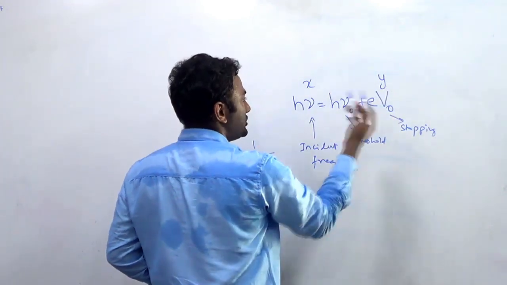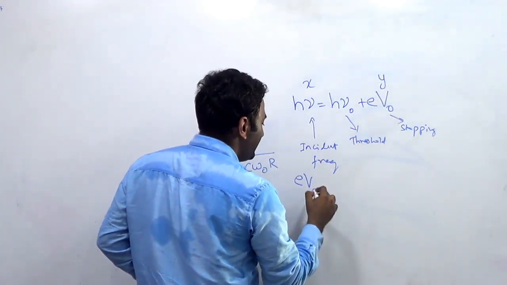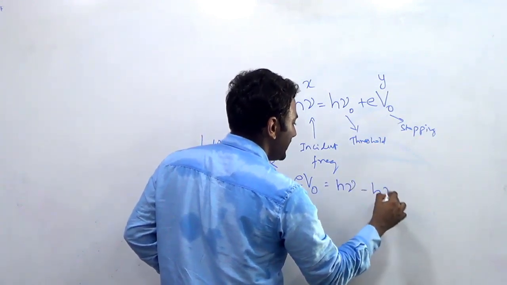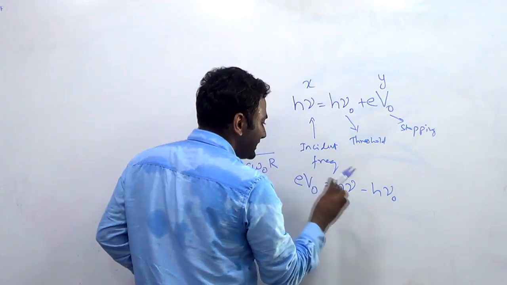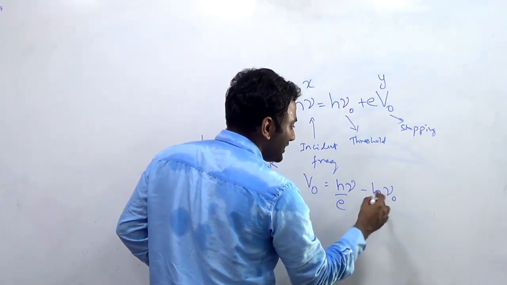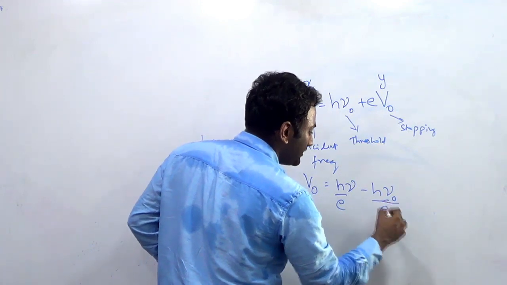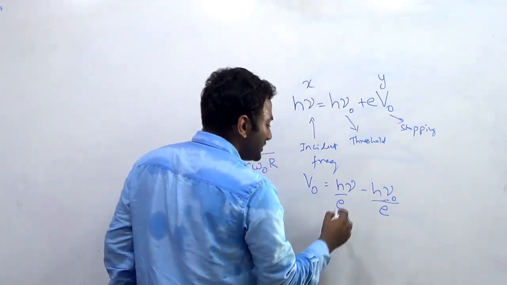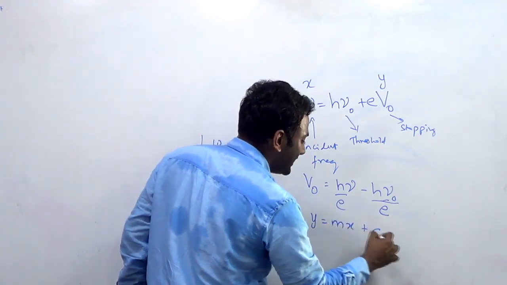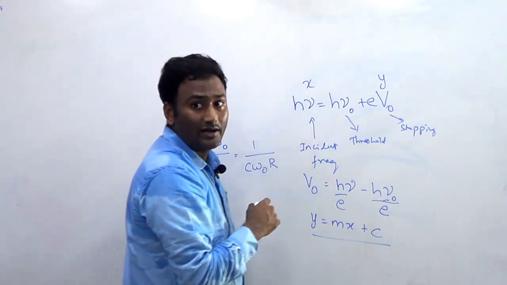So, this will act as the y axis and this will act as the x axis. Now, by rearranging, what do I get? I get e V naught is equal to h nu minus h nu naught, and this e will go to the other side. So, it will become V naught equals h by e nu minus h by e nu naught. Now, if you observe, y is equal to mx plus c. This is the general equation of a straight line.